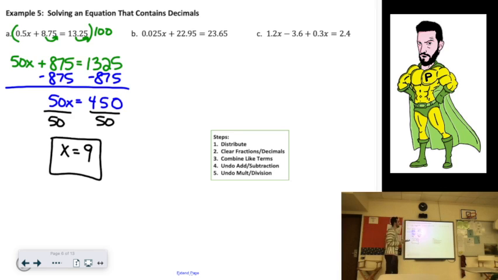If you just kept it with the decimals and subtracted 8.75 and divided by 0.5, you would still get 9. So to me, it's kind of adding an unnecessary step. That's why I don't usually do it.